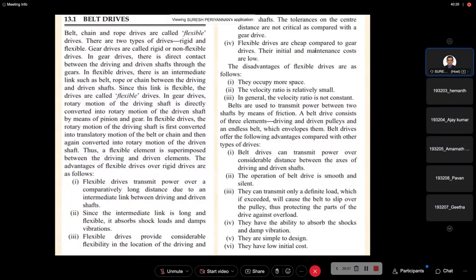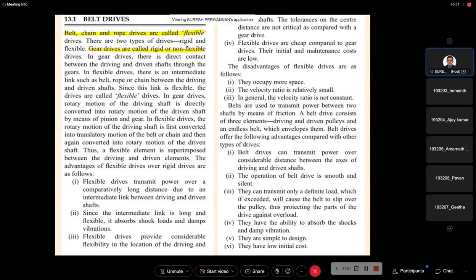Now the flexible types. What are the flexible types for power transmission? Belt drive, chain drive, and rope drive. These are the flexible drives. Now, gear drives are called rigid drives, under the non-flexible power drive mechanism.